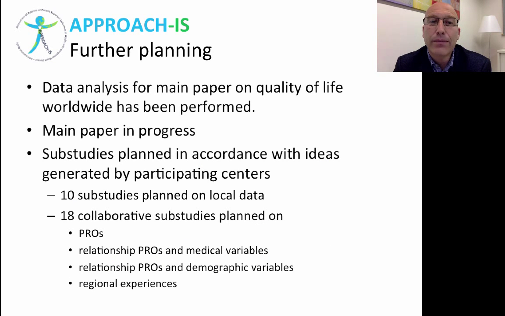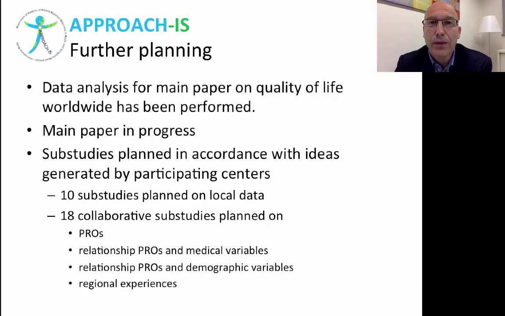Further planning, the data analysis on the main paper on quality of life worldwide has been performed, and the main paper is in progress. So we hope to finish this up shortly, and probably before the end of 2015 this paper can be in press. Sub-studies are planned in accordance with ideas generated by the participating centers. Indeed, we provided the possibility to all the participants to raise ideas, to propose ideas for sub-studies that can be undertaken after the main paper is accepted.